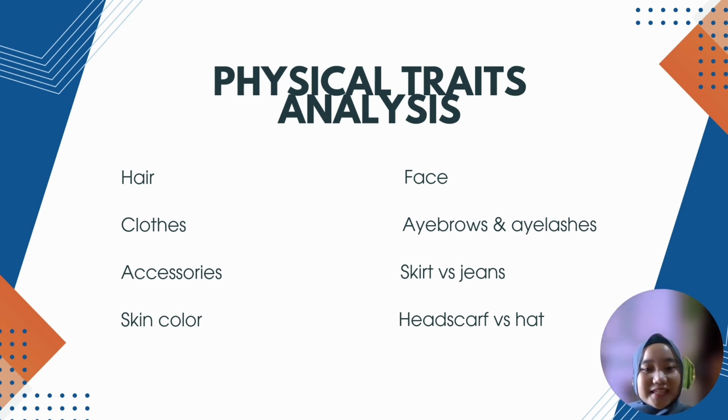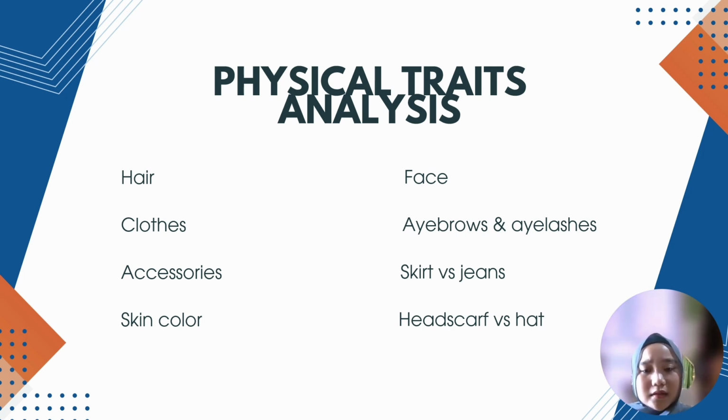So next, physical traits analysis. In the textbook's visuals, males and females are often represented differently through their physical appearance. Some examples include: females are commonly shown wearing headscarves or skirts, while males are shown wearing hats or jeans. Female characters usually have clearer eyebrows and eyelashes and are presented with softer facial features.